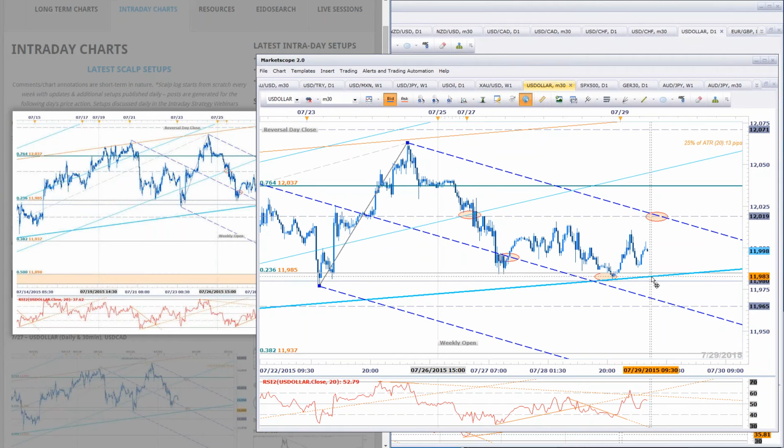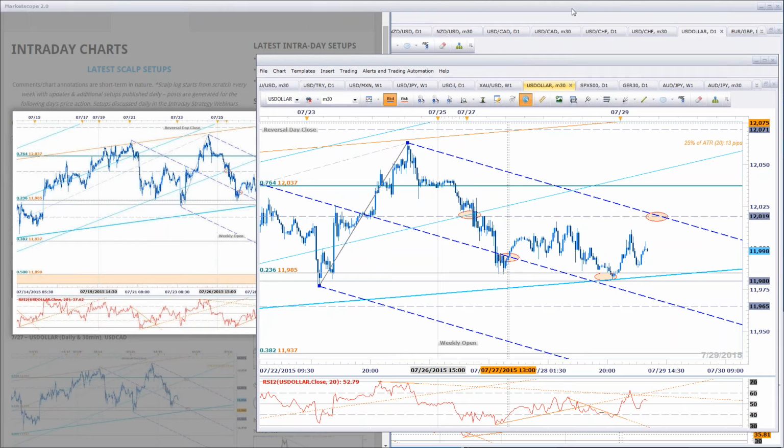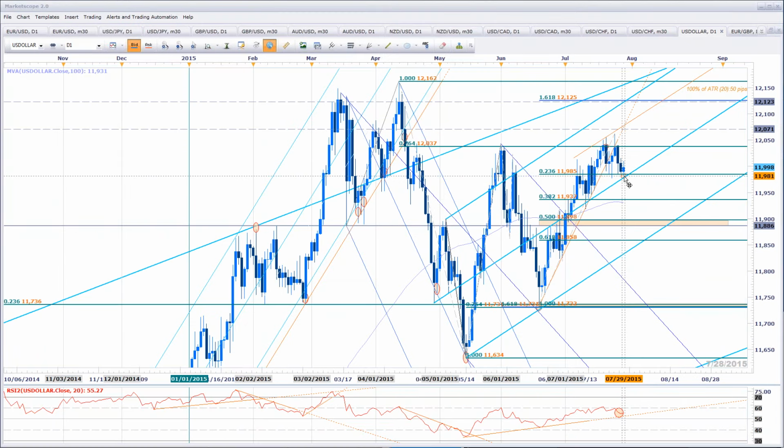This is still the key support structure that you're looking at for the session. Again, the daily chart still highlights this major key region. A break below this, there's really nothing of consequence until you get down to like 11,937. Okay, and that's a little bit of a range to the downside here for the dollar index.